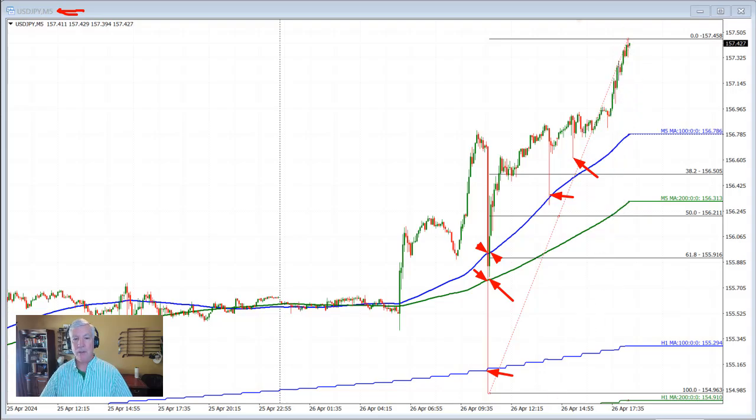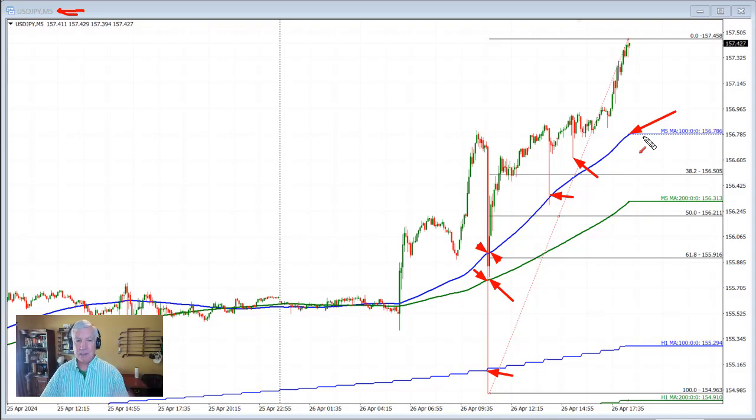So guess what? If the sellers are to take control, what do they have to do? At the minimum, they have to get below this moving average and stay below that moving average. I can't say this enough. You can't pick a top. You have to have the market tell you that the top is in place. And the only way you can do that is to go below something like the 100-bar moving average of the 5-minute chart and stay below that level.